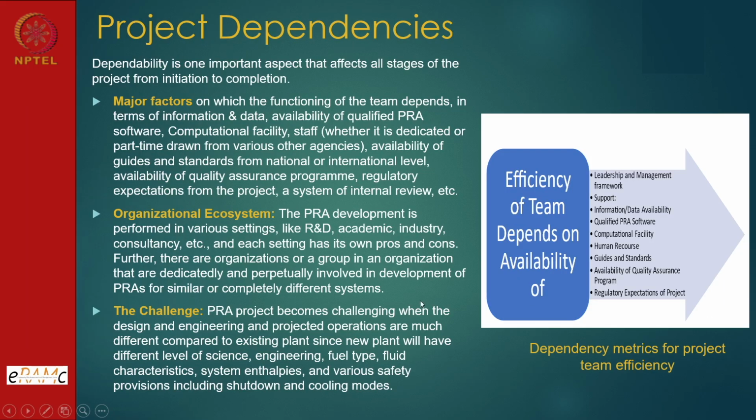Okay. Now if I want to bring efficiency or quality into my PRA model, what are the factors that affect the quality of PRA? Okay, what is the matrix? The leadership and management framework, then support. All sorts of support are required. If it is not available, then it reflects into delays and difficulties. Then information and data availability. As I mentioned, data is very important, so a lot of effort goes into that.